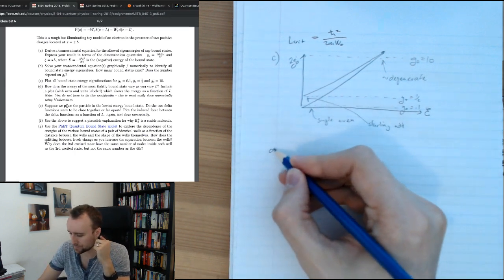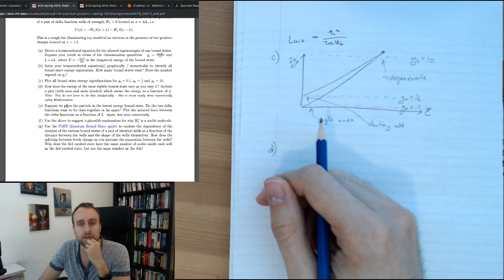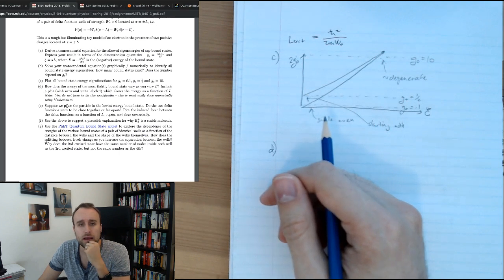D, plot all bound state energy. Oh no, that's what we just did. How does the energy of the most tightly bound state vary as you vary L? Include a plot with x as a unit label that shows energy as a function of L. Yikes. Okay.